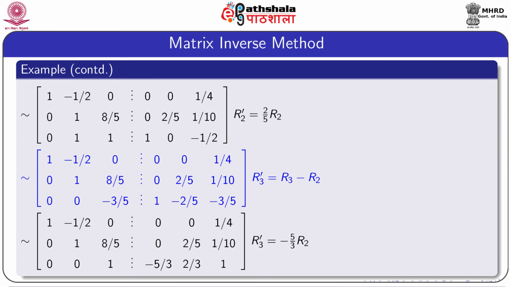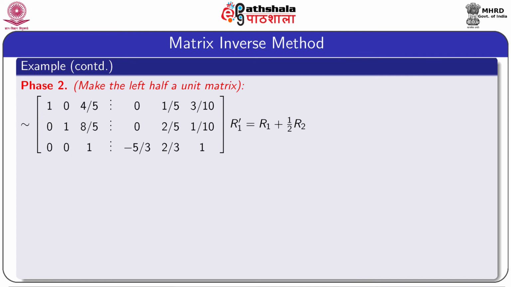element 1. That means, we apply the elementary row operation R3 prime equal to minus 5 by 3 R3. That means, the third row becomes 0, 0, 1 minus 5 by 3, 2 by 3, 1. That means, the first part of the augmented matrix becomes upper triangular form. So, phase 1 is finished at this position.